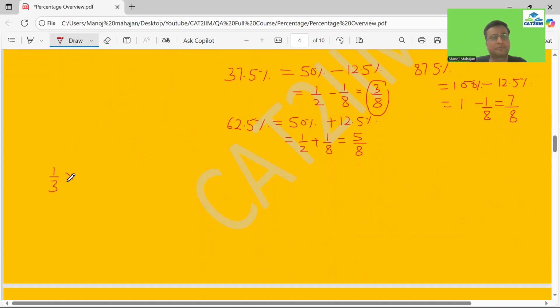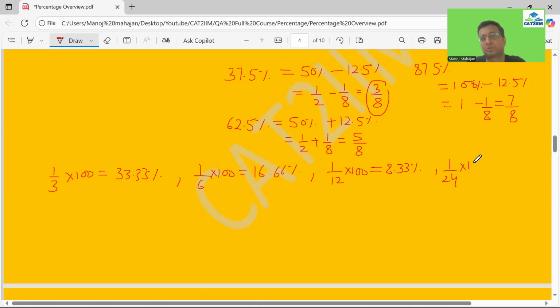So 1 upon 3, if I calculate, that would be nothing but 33.33%. Just further do half of this. So what do I get is 16.66%. So this is used a lot of times, 16.66%. So remember 1 by 6 you need to calculate. If you go further 1 upon 12, that would be 8.33%. If you go further dividing by 2, 1 upon 24, that is not an important fraction, but we can easily calculate that would be 4.16%.